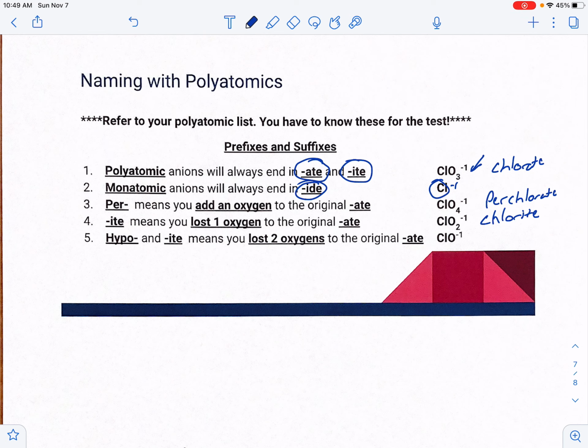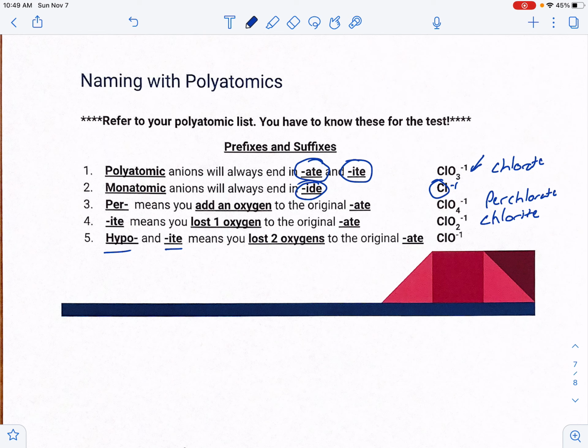Because chlorate was ClO3. Chlorite is ClO2. So since I took away that oxygen, I lost one oxygen, my name is going to go from ate to ite. Now, if I take away two oxygens, that means I'm still going to end in ite. But now I have to add hypo to the beginning.